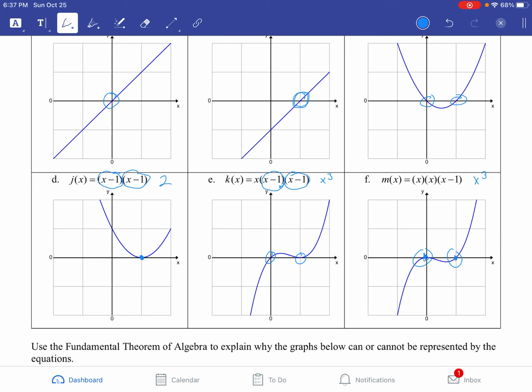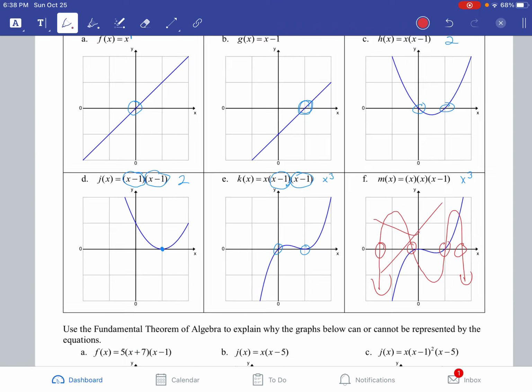Now, again, you can have the same number or less. You can never have more. So, for example, this graph could never do something like this. We'll make it red so it's a little more obvious. You can never do something like this, where it crosses 1, 2, 3, 4, because the degree is only 3, so that will never happen. That'd be a no.